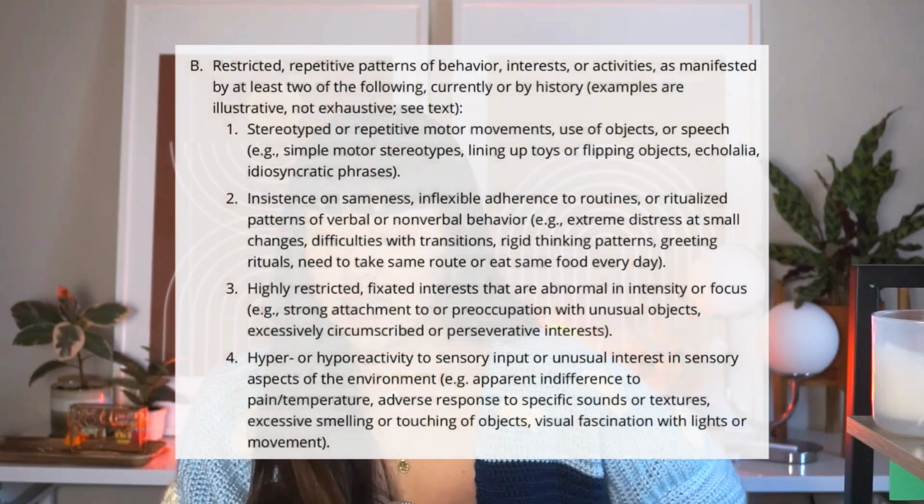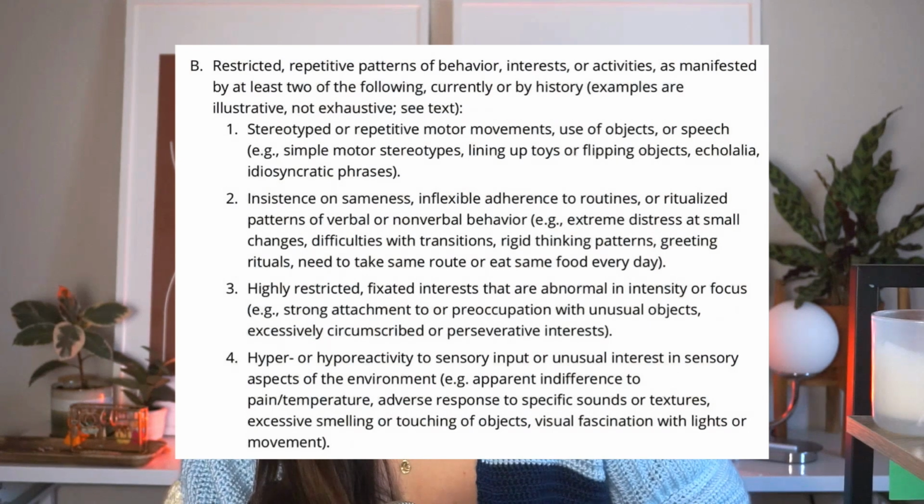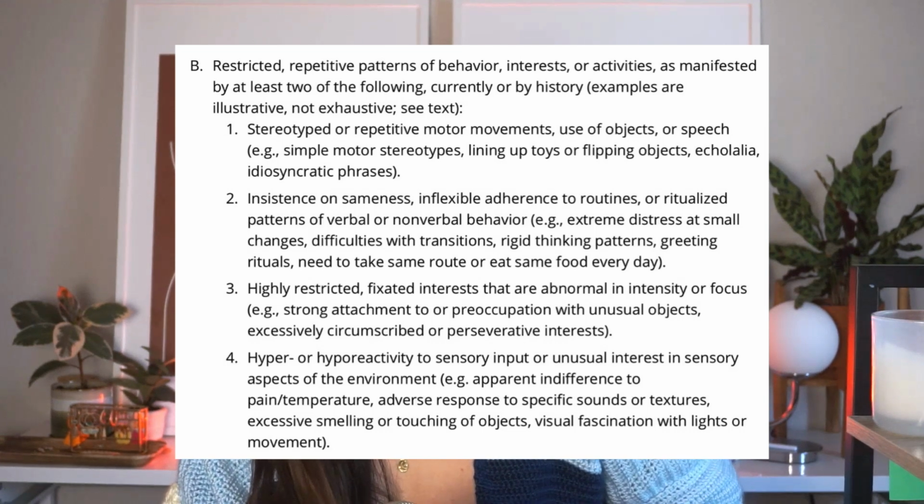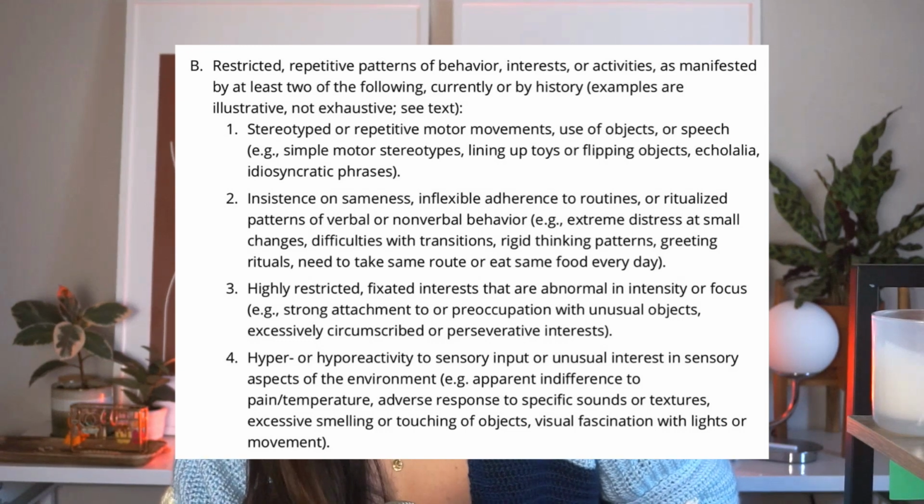The next thing is hyper or hypoactivity to sensory input or unusual interest in sensory aspects of the environment: apparent indifference to pain, temperature, adverse response to specific sounds, textures, excessive smelling or touching of objects, visual fascination with lights or movement. Okay, so this one I feel like I talk about all the time in my other videos. Aversions from certain sensory inputs and outputs, and also just extreme preferences towards sensory experiences.